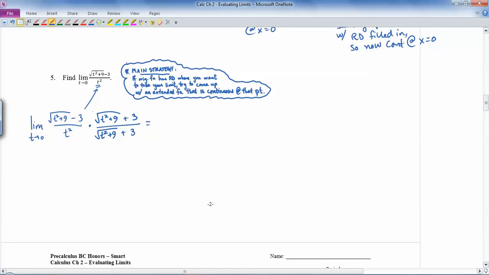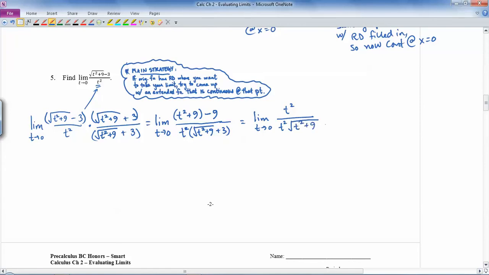Okay, so if I multiply out the numerators, let's first put the limit down. As I multiply out the numerators, I'm going to get t squared plus 9 on top when I square the first two terms. And then when I multiply 3 times the root and then negative 3 times the root, those will cancel. And then I have negative 3 times 3, which is negative 9. And on the bottom, I'm just going to leave this in factored form, because maybe eventually something will cancel. Okay, so then on top, the plus 9 and minus 9 will cancel, and so I'll just get t squared over t squared times the square root of t squared plus 9, plus 3.